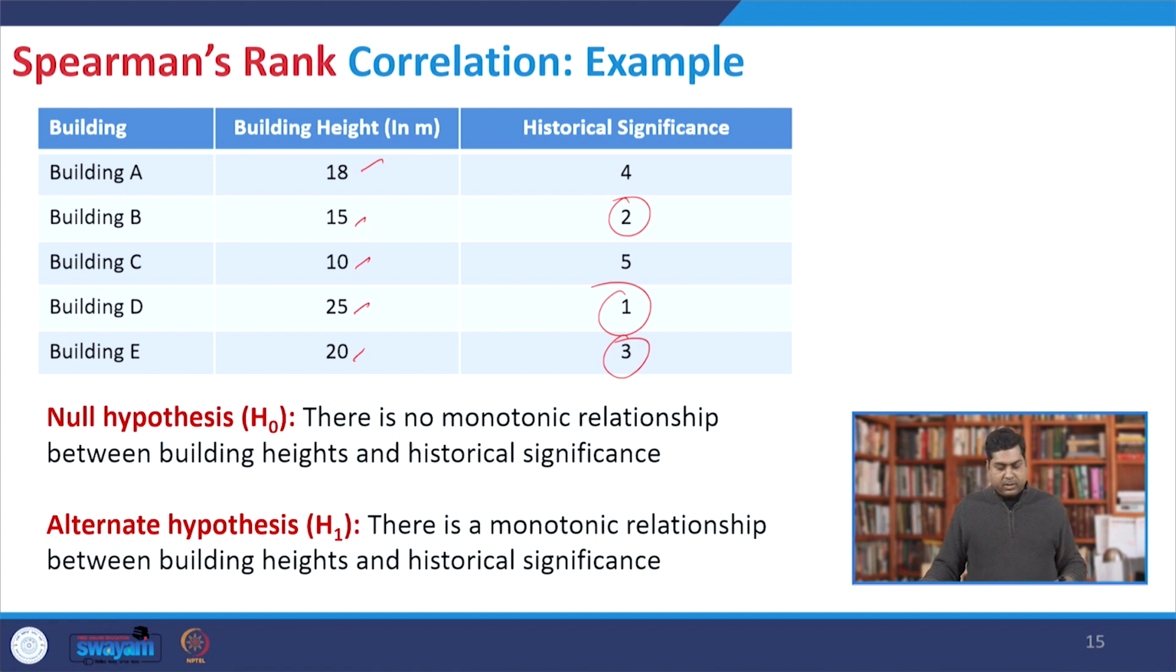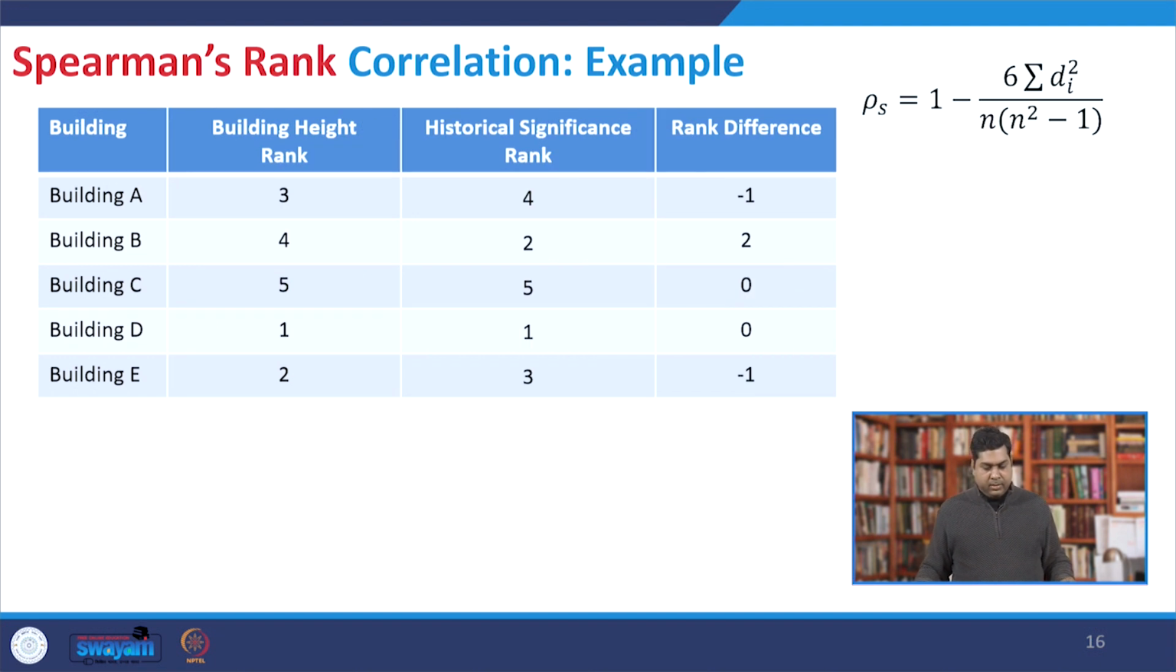Again it comes to the decision on the null hypothesis and alternative hypothesis formulation. The null hypothesis in this case is that there is no monotonic relationship between building heights and historical significance, that there is no relation, it is independent. The alternative is that there is a monotonic relationship between building heights and historical significance, right. Now let us go ahead.